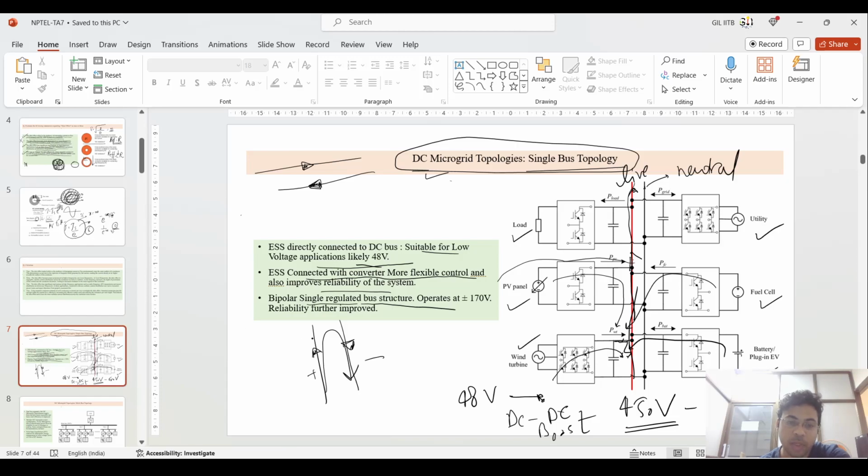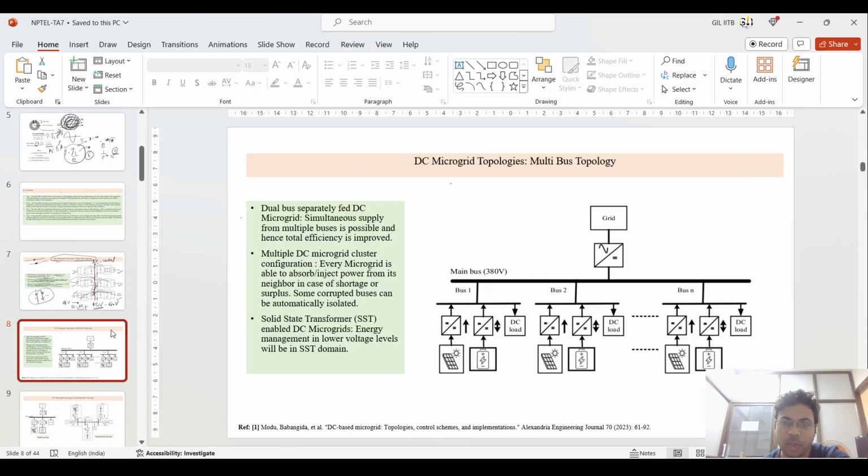So the reliability is improved, but the problem is such that if a fault occurs at one point, that fault gets propagated. So coming to this second one, that is a multi-bus topology. If you see this is the main bus at a 380 voltage level, which is connected through a DC to AC converter to the utility grid.